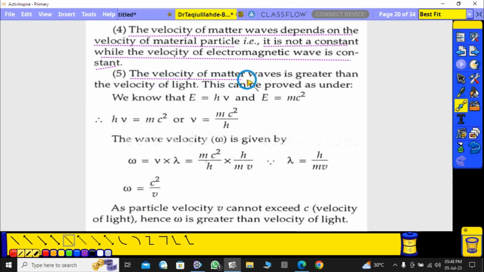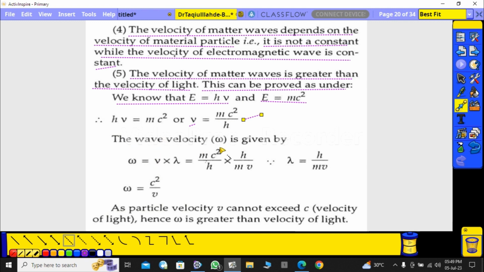The velocity of matter wave is greater than the velocity of light. So we will check with the help of relation. This can be proved as under. So we know that E is equal to h nu, right? E is equal to h nu. From the first lecture, we are learning this. And we know Einstein's mass energy equivalence relation, E is equal to mc square, right? So we are comparing these two. So h nu is equal to mc square. We are taking out nu, so we are getting this relation here.